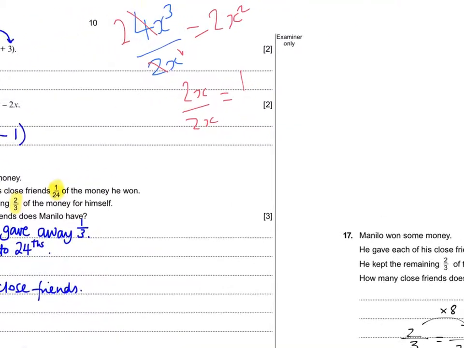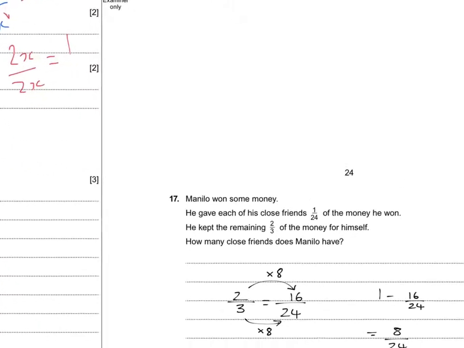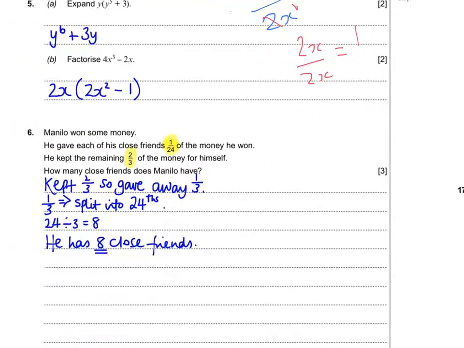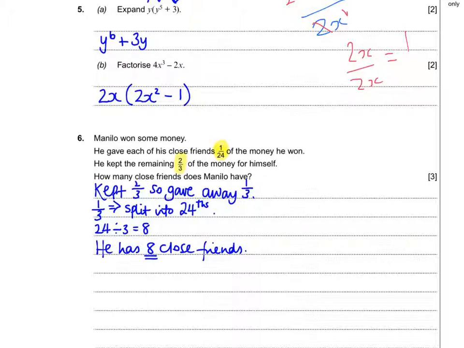But I put my way here. This is the last question on the foundation paper. Should we write that down? Yeah, sure. Okay, well, I'll show you my way and see if it makes any difference. It's actually 24ths. Yes, 24ths.